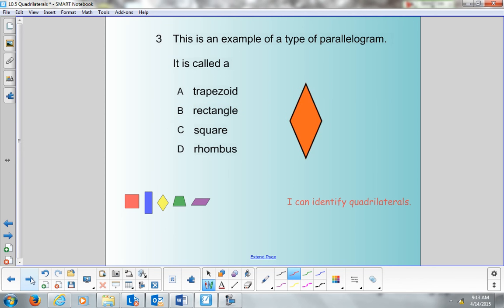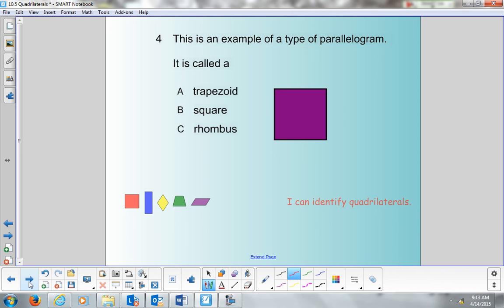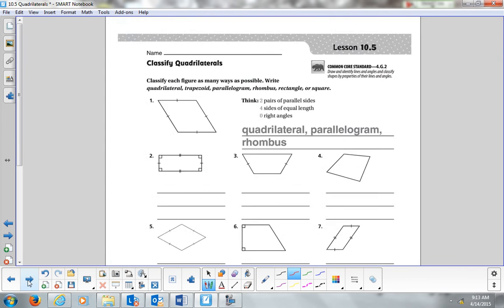Rectangle. Alright, this is an example of a parallelogram. It is called a trapezoid, rectangle, square, or a rhombus. Alright, it is a rhombus. Alright, what is this called? A trapezoid, a square, or a rhombus? Good, square. That should have been easy.